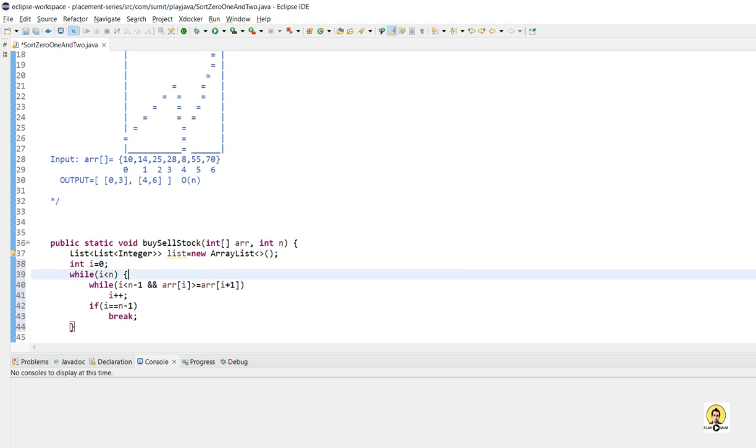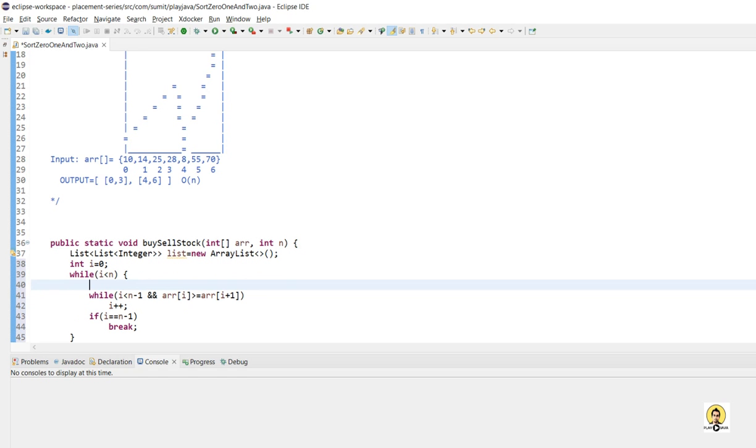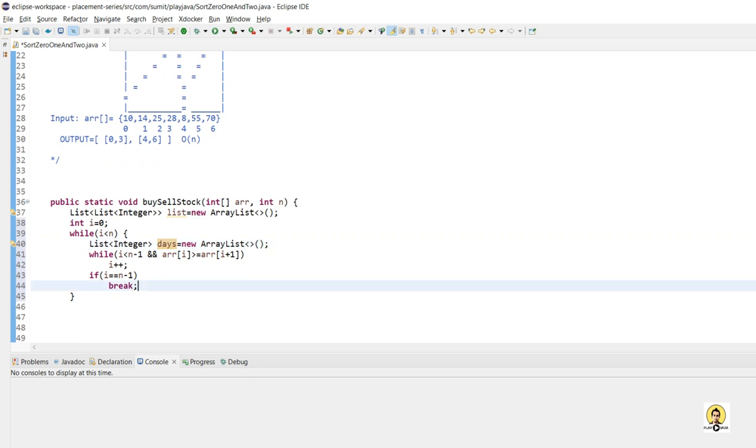And now for providing any data, we have created a list in which we are providing our new list. So I'll create a list here. I'll name it as days, new array list. So this is the list in which we will create a new number of days of buying and selling and put the day of buying and day of selling there.